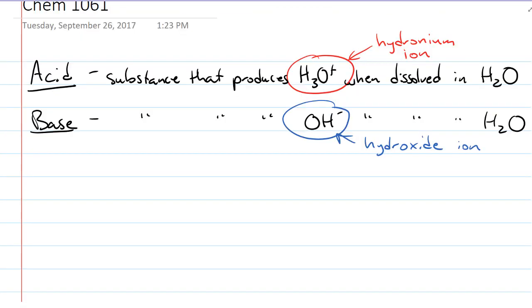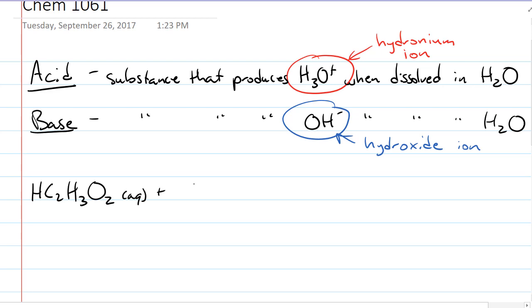So now, if we want to write out an equation for the acetic acid, what we're going to do is this. We have HC2H3O2, and we dissolve this in water. Because it's a molecular compound that conducts electricity, that means that it must react with water to produce ions.